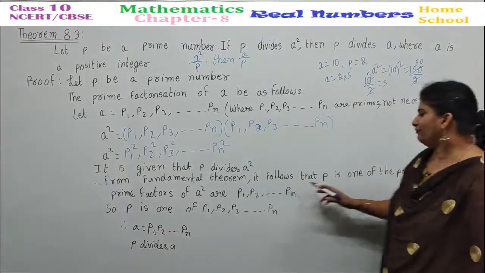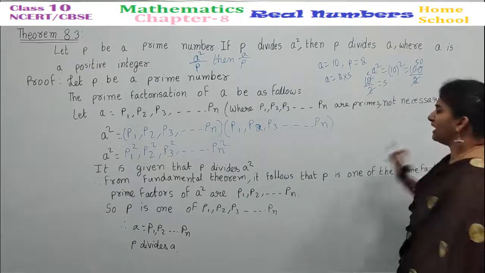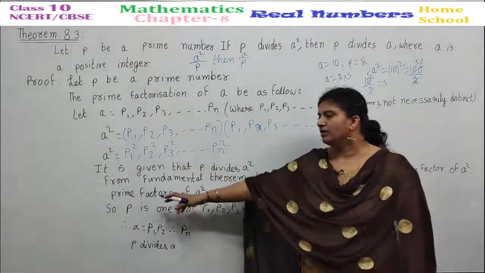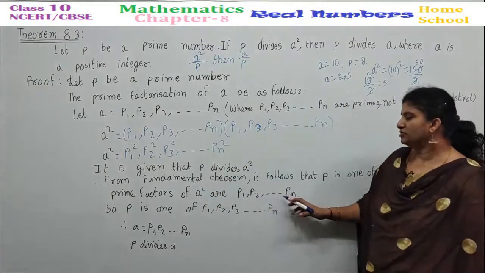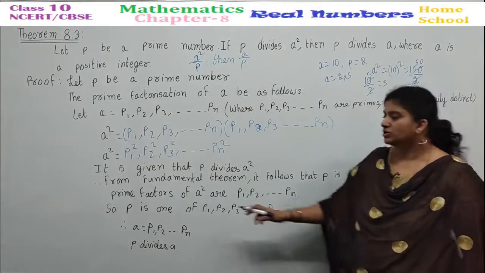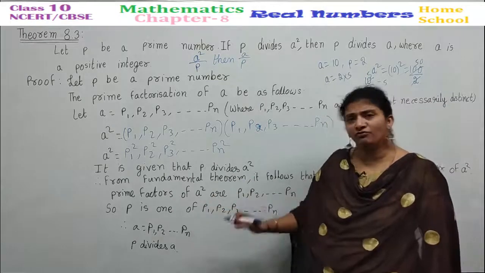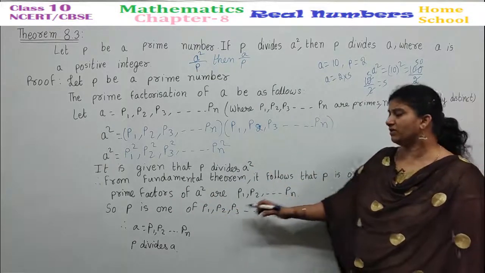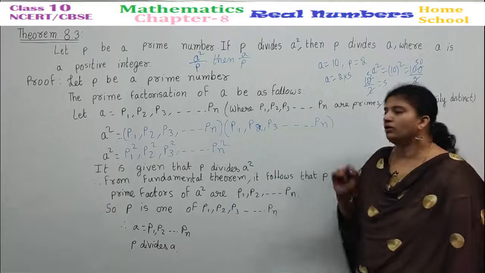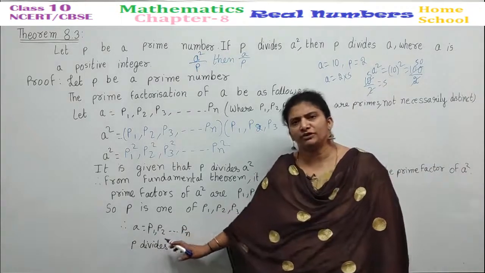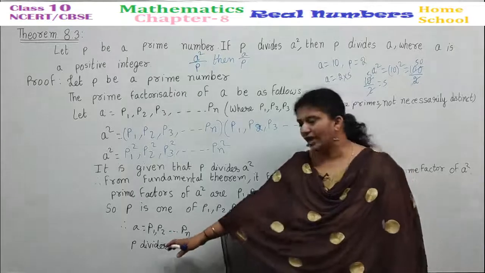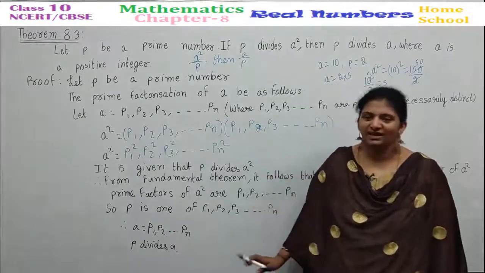Similarly, it follows that P is one of the prime factors of A square. Prime factors of A square are P1, P2, and so on up to Pn. So, P is one among these P1, P2, P3, and so on up to Pn. Therefore, I write A is equal to P1, P2, and so on up to Pn, where P divides A.